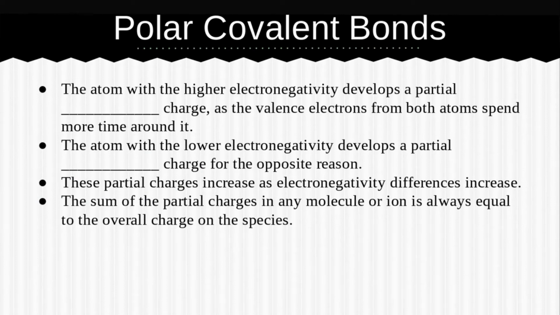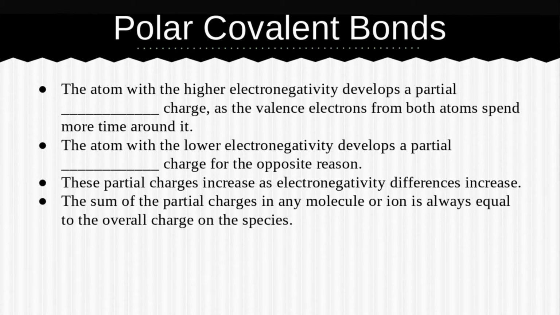We call it a partial charge because those valence electrons that are being shared are going to spend more time around that atom. They're going to be closer to that atom. The atom with the lower electronegativity will get a partial positive charge for the opposite reason. Those shared electrons are going to spend less time around it. The greater the difference in electronegativity, the greater those partial charges will be.